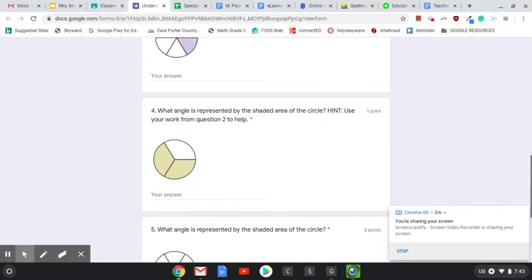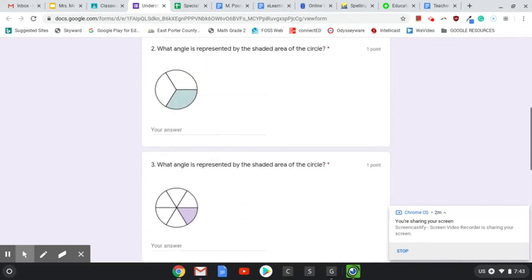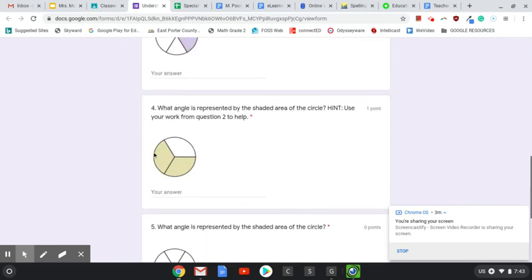Number 4 is a little bit different because I see, it's a little bit hard to see, but you should see 2 of these pieces shaded, okay? So what angle is represented by the shaded area of this circle? Here's a hint. Use your work from question 2 to help. Well, that's the same exact picture on number 2, isn't it? Except on number 2, it's 1, and on number 4, it's 2.